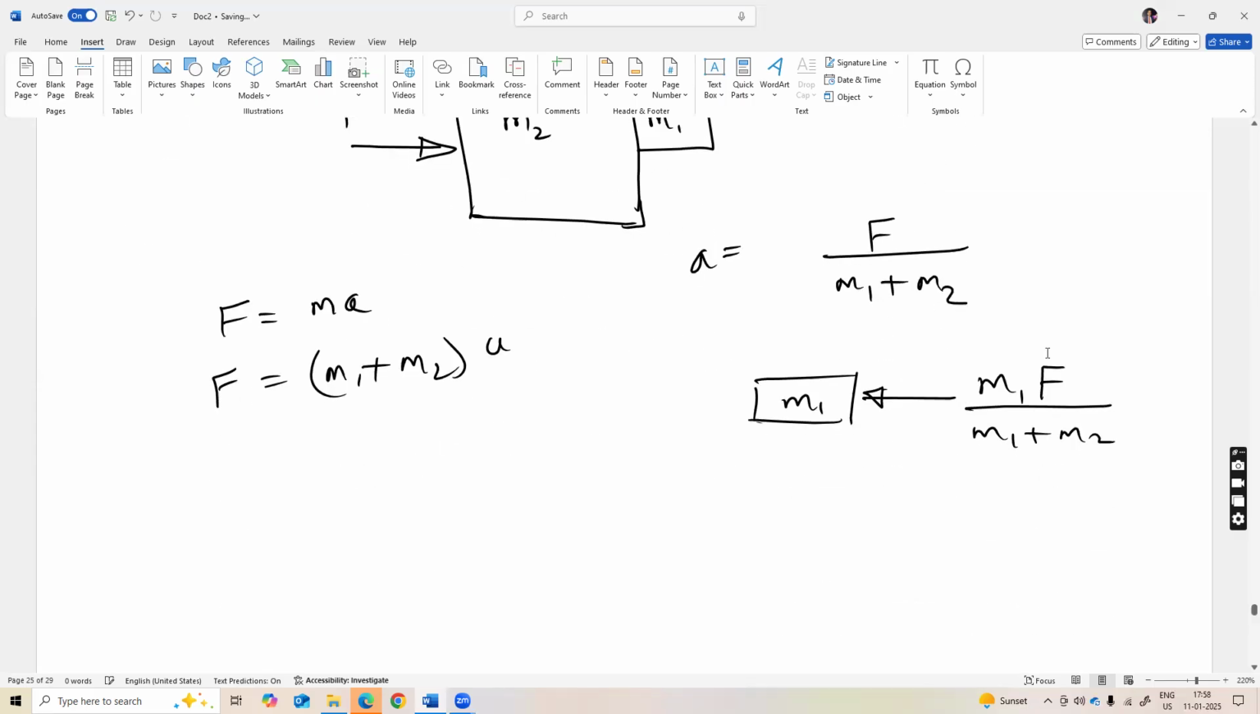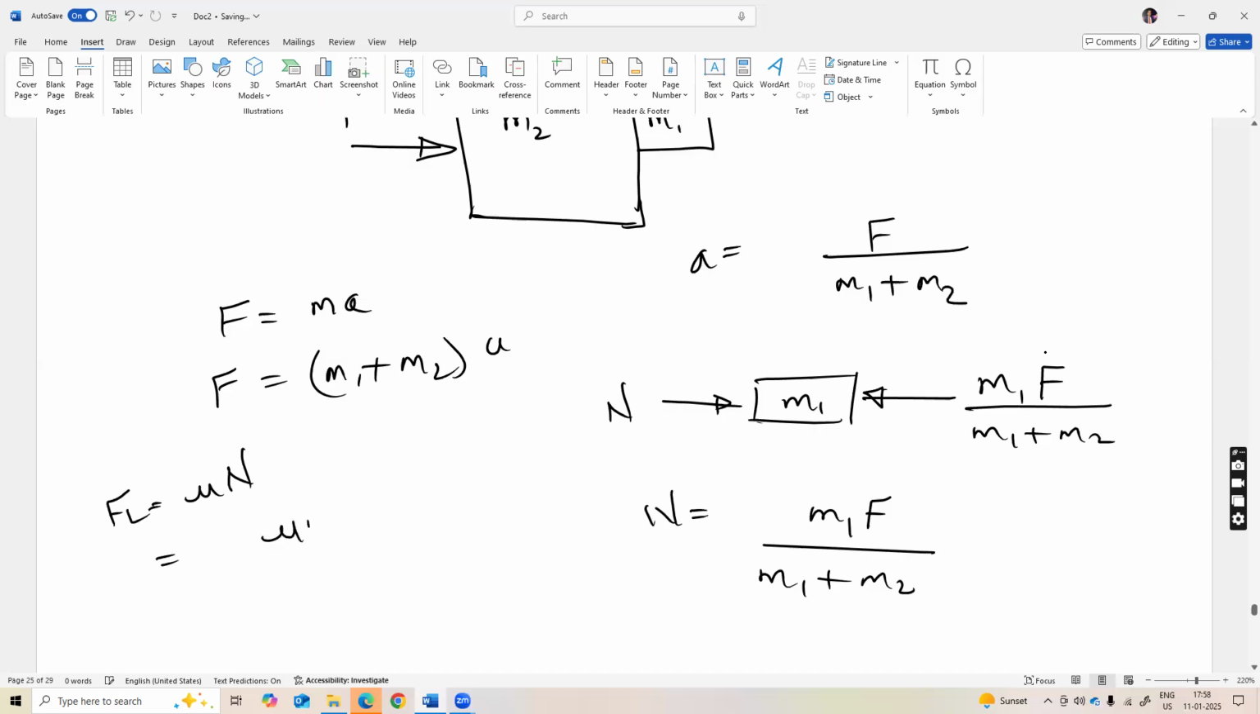Therefore the normal reaction N will be equal to m1 into F upon m1 plus m2. And once we have the normal reaction, limiting friction can be found using Fl equal to mu N. So it will be mu m1 F divided by m1 plus m2. Is it clear?